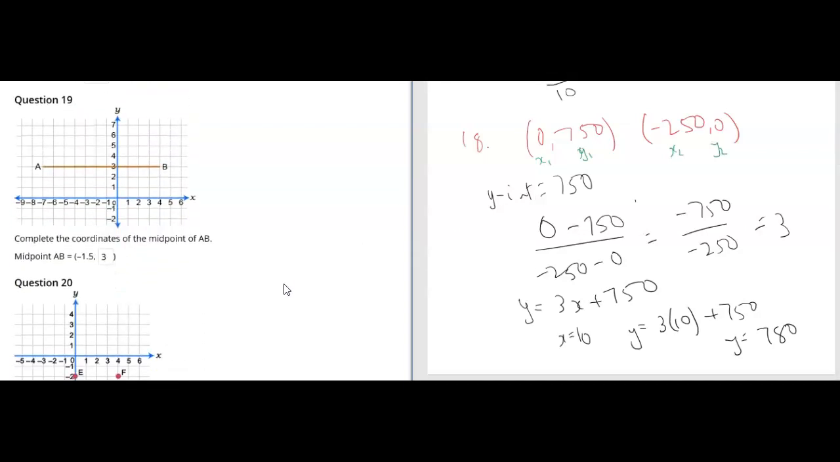All right, question 19. Complete the coordinates of the midpoint of AB. All right, sorry, I just had to pause the video. So we're finding the midpoint of A to B. Now you can read it straight from your graph, but we don't really need to use a midpoint formula for this, because we can see that the y coordinate is going to be the same for any value on that line. So it's always going to be 3. And it's already calculated the x coordinate for us.